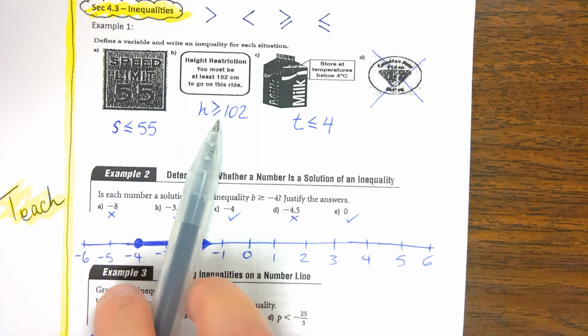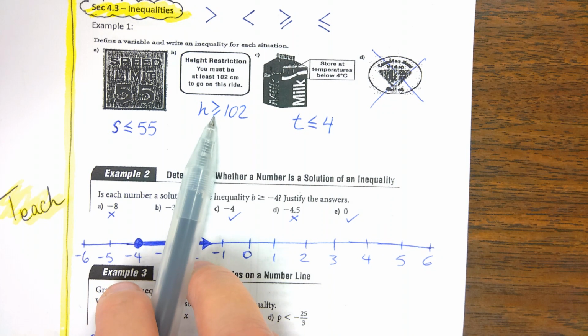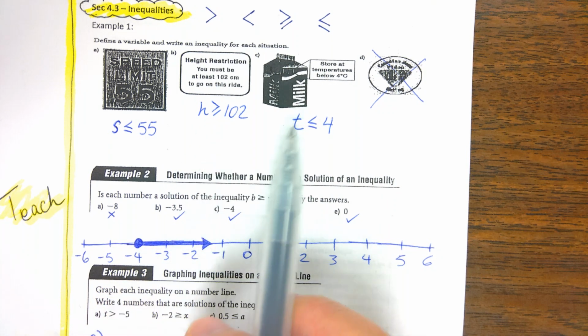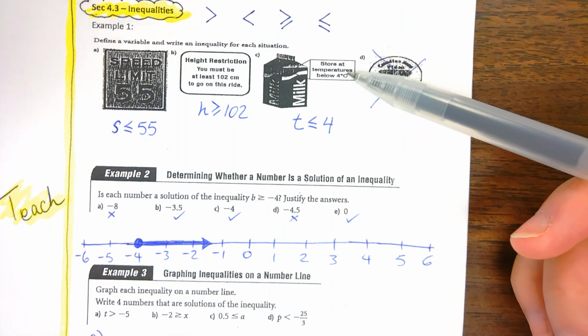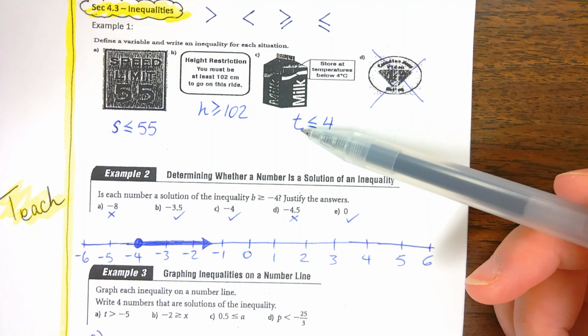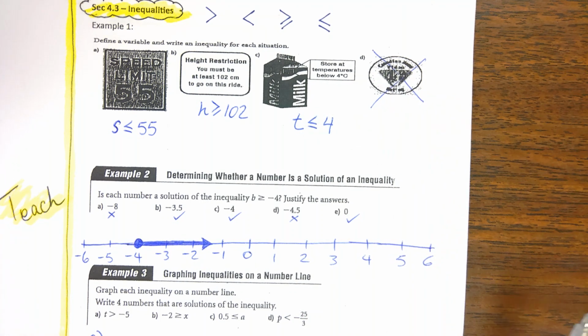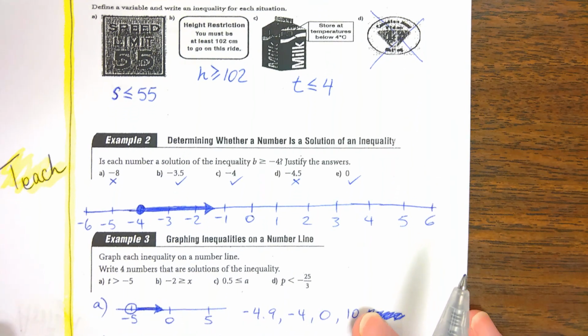Height restriction, same idea. So height, you must be at least 102, so its height is greater than or equal to 102. You don't need to write units for inequalities. And then here, store at temperature below 4 degrees. So below 4 means less than or equal to 4. This one, don't worry about it because you can't see the picture.